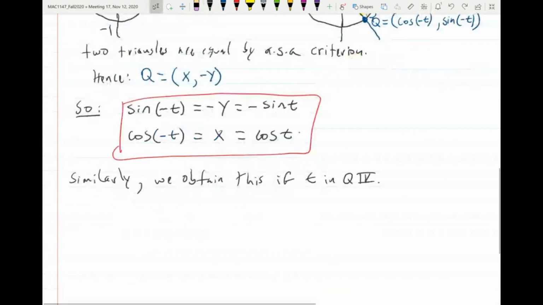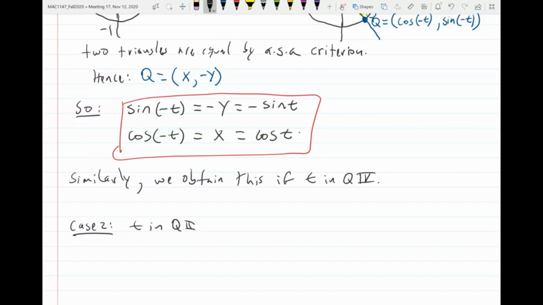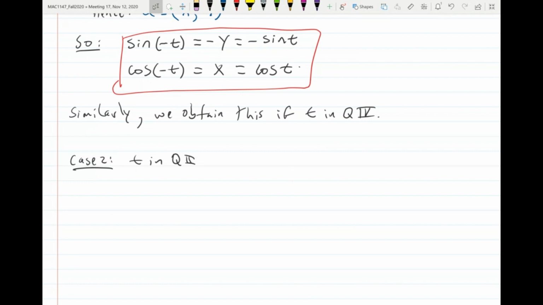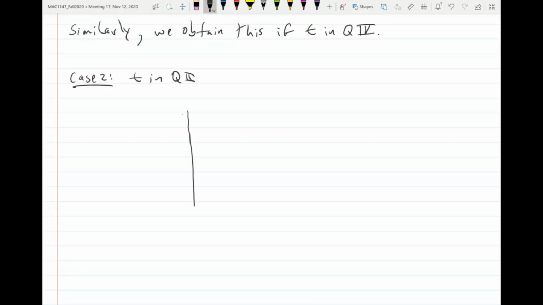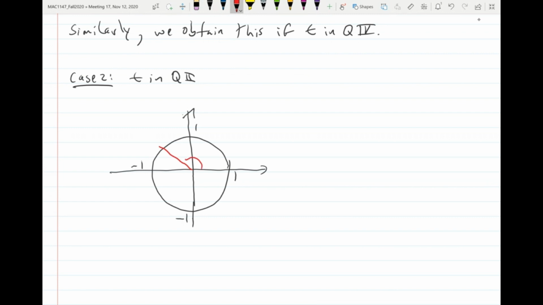So how about the other important case, which is t in quadrant 2? In quadrant 2, here is a picture. Let's draw it here. And in fact, here we can use the same picture for both situations to save time. So we are in quadrant 2, our unit circle, and then let's put t here. Let's say that this is t. We have a point here, x comma y. And remember, x represents cosine of t and y represents sine of t.